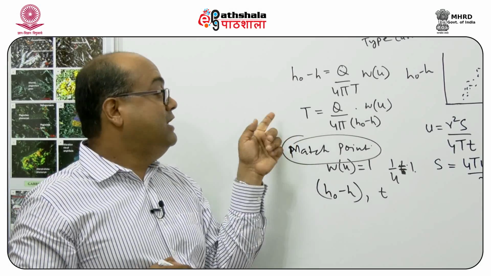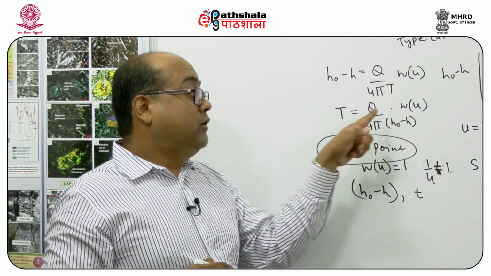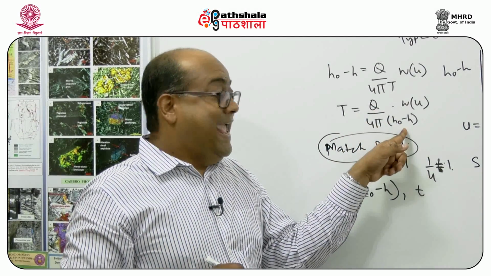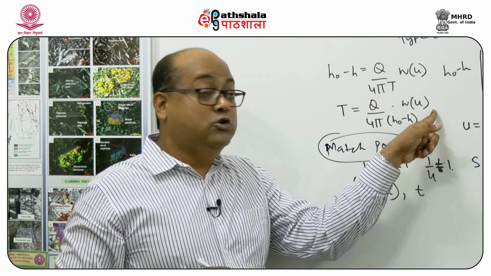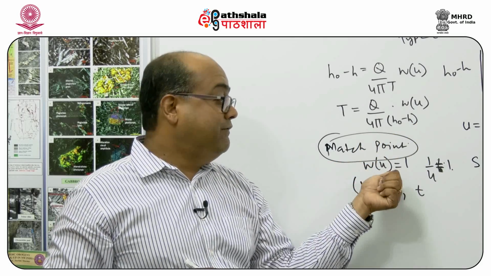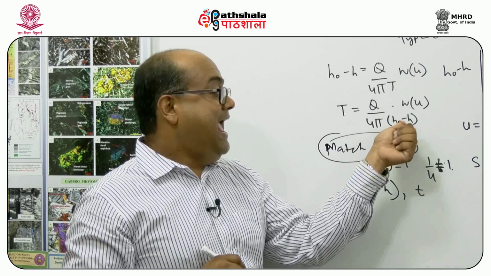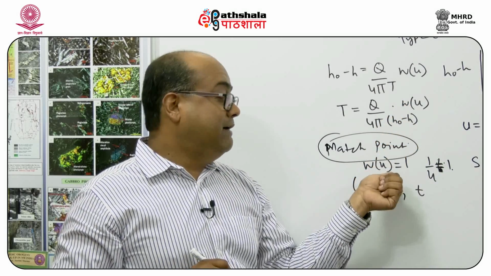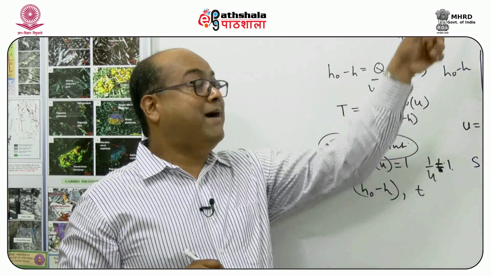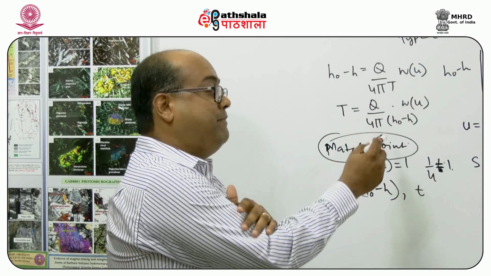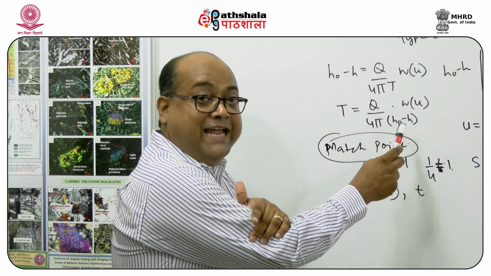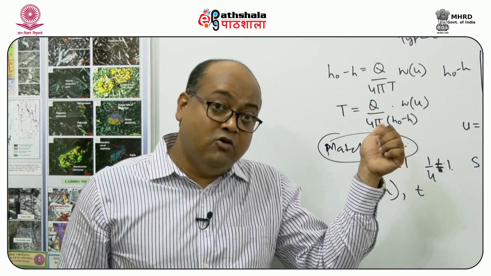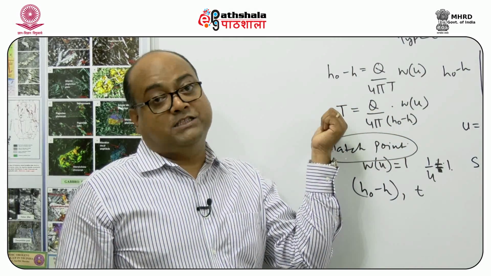How? If we look back into the transmissivity equation, we know Q, because that's a fixed discharge, volume of discharge. W(u) we know, because at the match point the value of W is equal to 1. And for the corresponding value of the drawdown at W equals 1, we get it by matching these two curves. So I have the value of h0 minus h by matching the curve, W equals 1 I know, Q is a fixed value I know, so I can get the value of transmissivity.